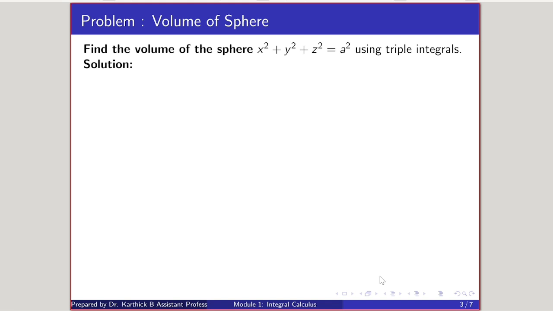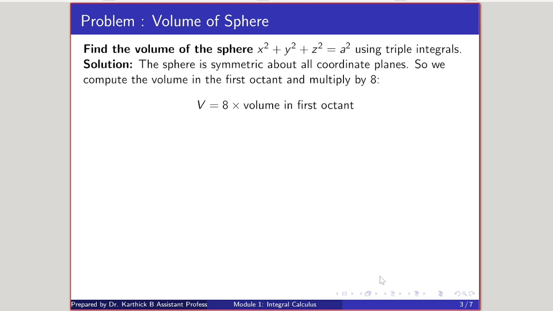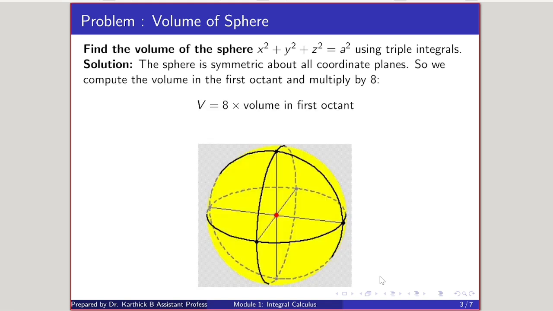A simple thing, we know that a sphere is symmetric about all coordinate planes. So we compute the volume in the first octant. Totally there are 8 octants. If I find the volume in the first octant alone, then if I multiply it by 8, it will be much easier to compute the total volume of the sphere.